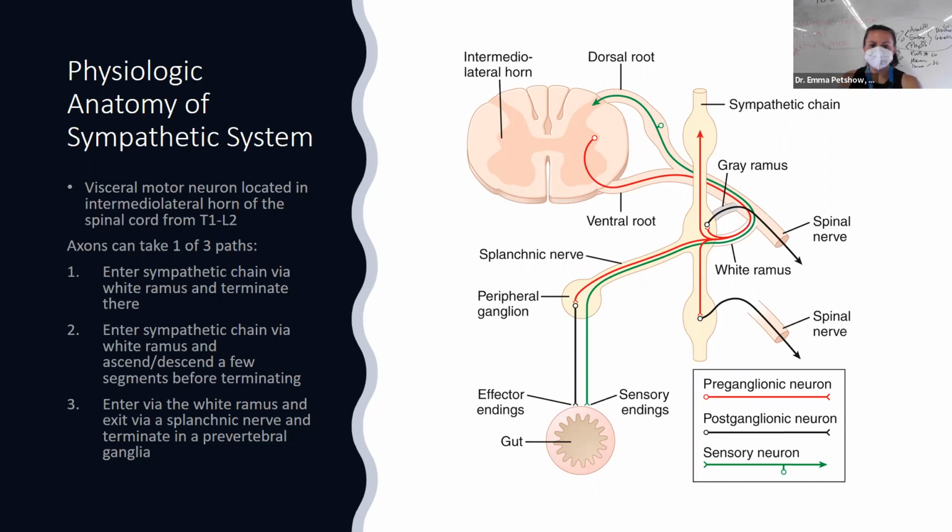So we have taken a slice here of our spinal cord. You can see here that leaving the spinal cord, these are preganglionic neurons in red. We are going to go through the ventral root. We're going to pass around through this circle. This is a spinal nerve here, pass around through this circle through a white rami, and we're going to synapse with our postganglionic neuron.